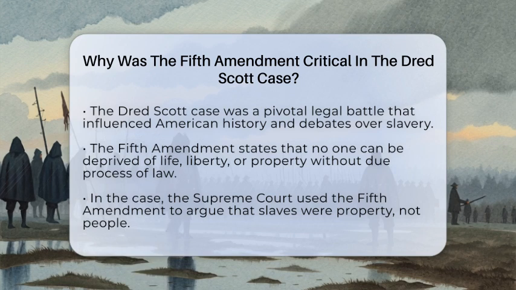You might wonder, why was it so important? Well, let's break it down. The Fifth Amendment says that no person can be deprived of life, liberty, or property without due process of law. It's a protection for property rights and fairness in legal procedures.